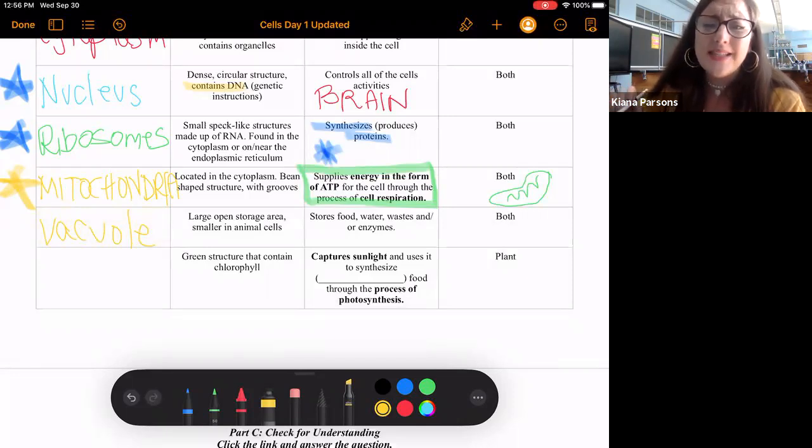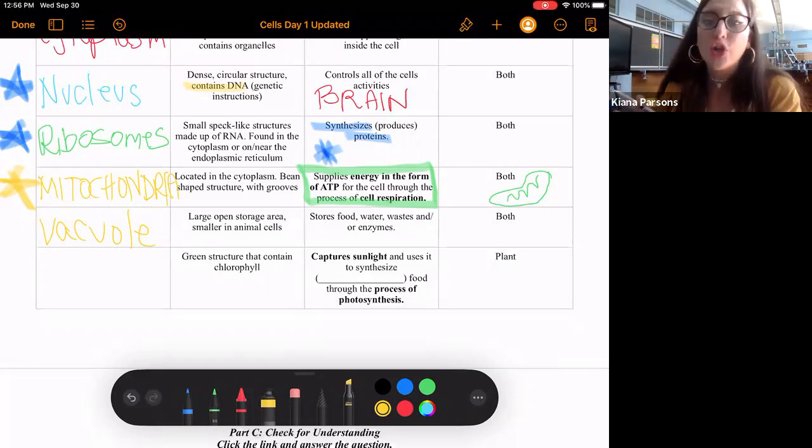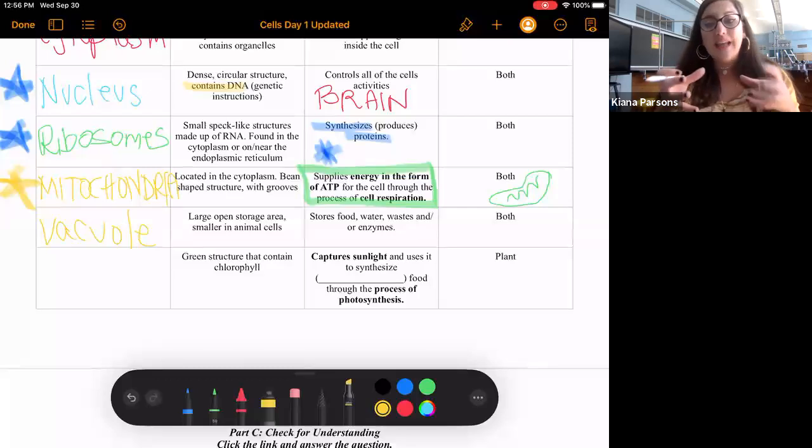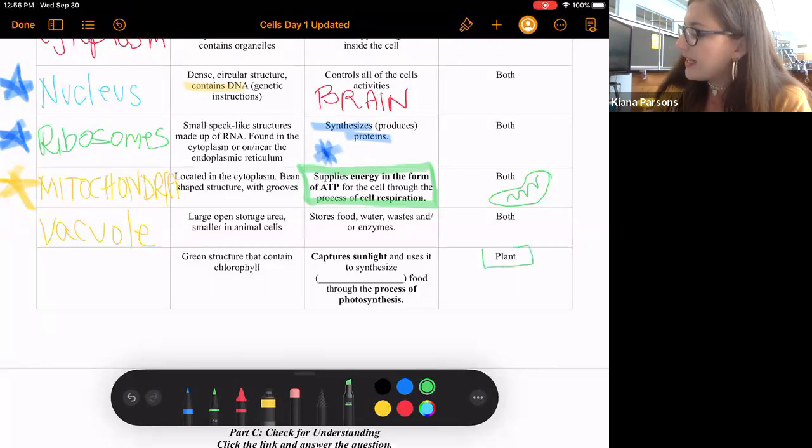You may see some information, especially if it's older or more outdated information, that says that there is no vacuole in animal cells. That's not true, but it is true that the central vacuole, that open space, is much larger in plant cells, and that's because that open space helps provide rigidity and structure to the plants themselves.